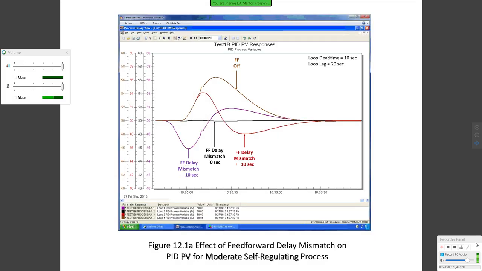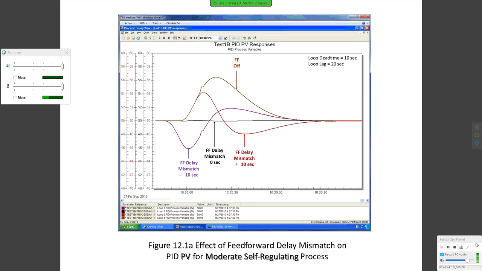So let's look at some test cases I did where we had, first of all, the brown plot where the feed forward was off. And so this is a disturbance without feed forward, and we see the full extent of it. This is a moderate self-regulating process. By moderate, I mean the time constant is not that much greater than the dead time.